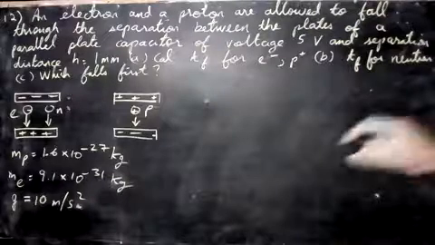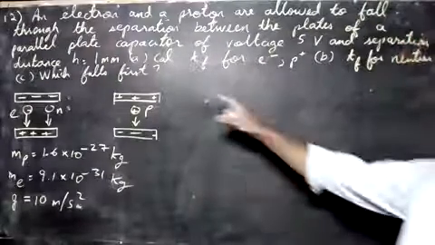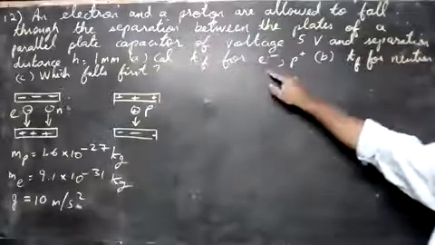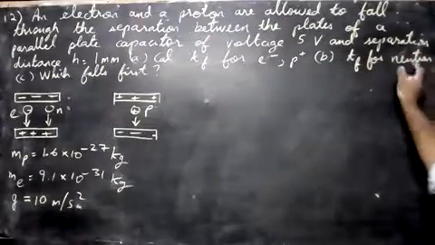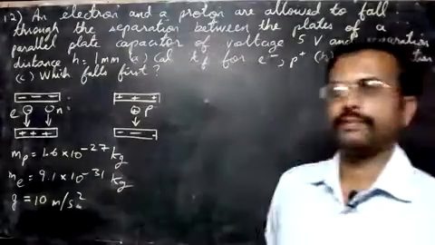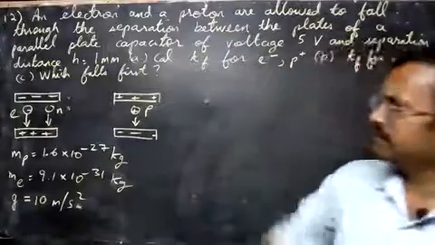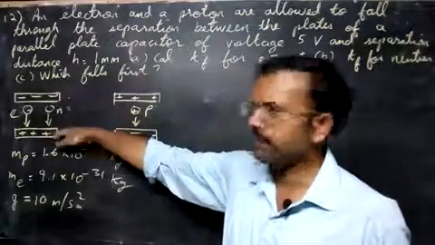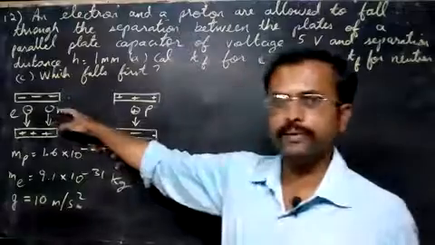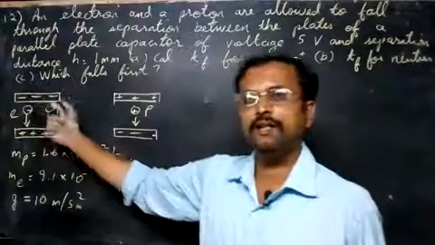So what is asked is: calculate the time of flight for an electron, for a proton to fall down, time of flight for a neutron to fall down, and which falls first. Let's see this sum here. There are two plates here. This plate is negative, this plate is positive. We have an electron and a neutron.